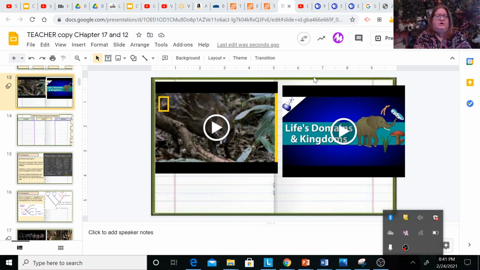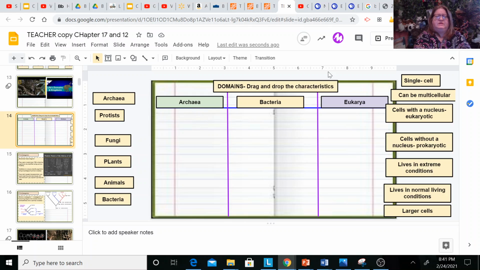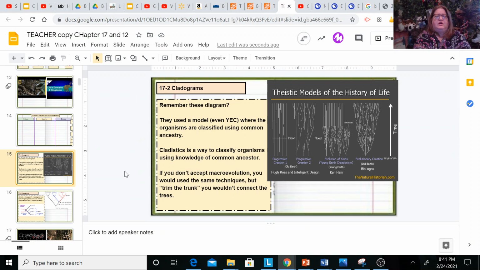And so, yesterday in class, in our connection day, you were taking a look at the three different domains, and you saw the branching diagram that they used in that video. Now, I want you to think back over the previous unit that we did with creation and evolution, and remember the fact that I showed you these diagrams at the end of the unit.